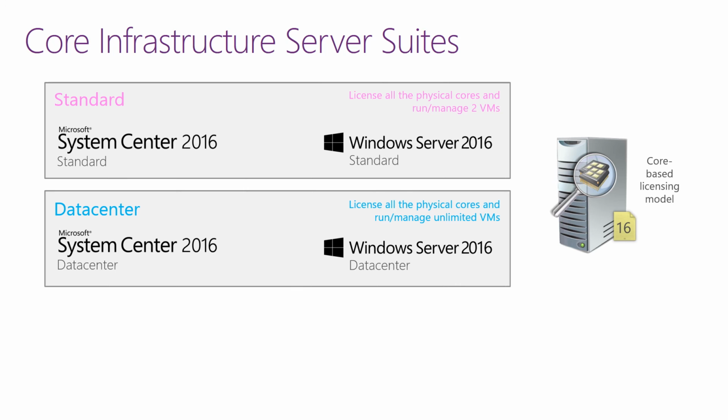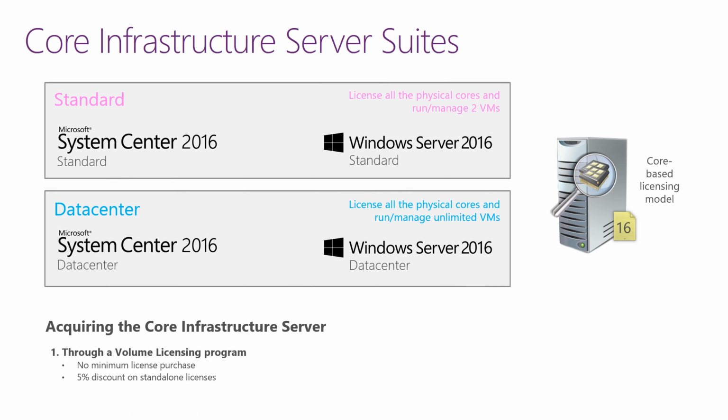There are 2 ways of acquiring licenses for the core infrastructure server suites. They can only be acquired through the volume licensing programs, but they can be acquired through any of the programs, and there's no minimum license purchase. As well as making it convenient to buy these licenses together, there's a price advantage as well, since the suite attracts a 5% discount over buying the products separately.